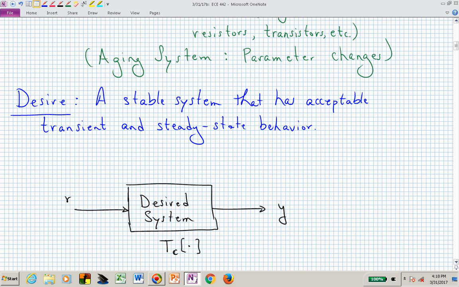It may be that we have to loosen one of those constraints up, or those desired targets up, in order to achieve the other. And this desired system that we want to achieve, we will now call capital T sub C, and that's this desired system behavior between a reference input R and an output Y.